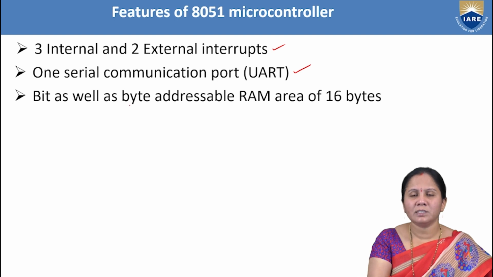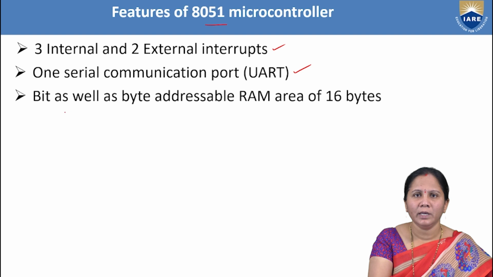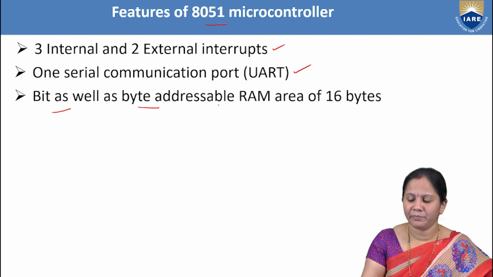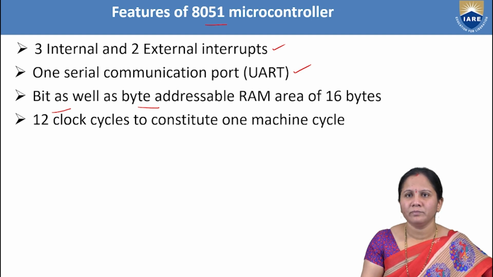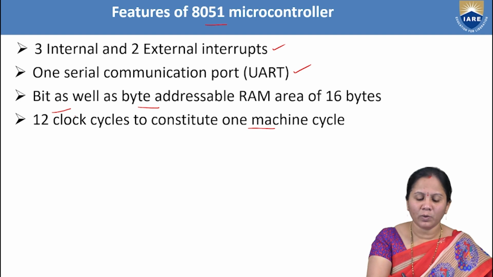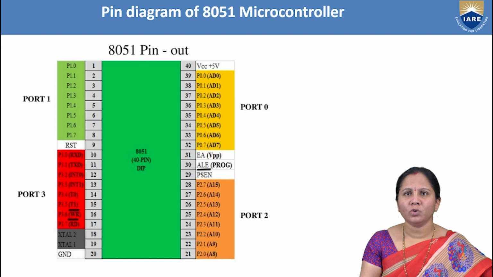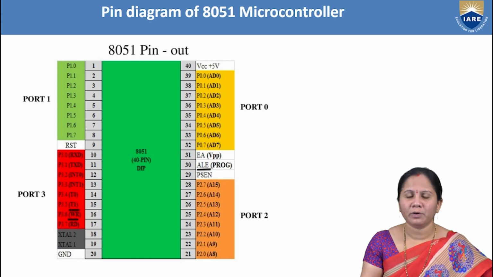And some of the registers that are available in this 8051 microcontroller are bit addressable and some of the registers are byte addressable. And in order to execute 1 machine cycle, it requires 12 clock cycles. So those are some of the features of the 8051 microcontroller.